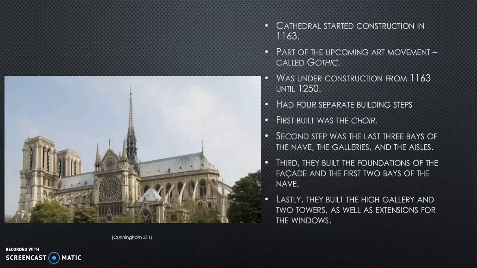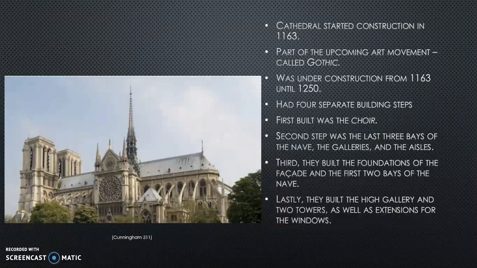So the cathedral had 4 separate building steps. The first was to build the choir. The second was to build the last 3 bays of the nave, the galleries, and the aisles. Don't worry about any of the terms that you might see. We will go over those in just a second.